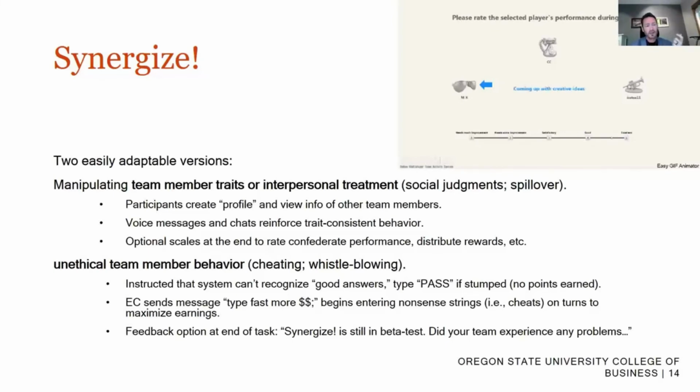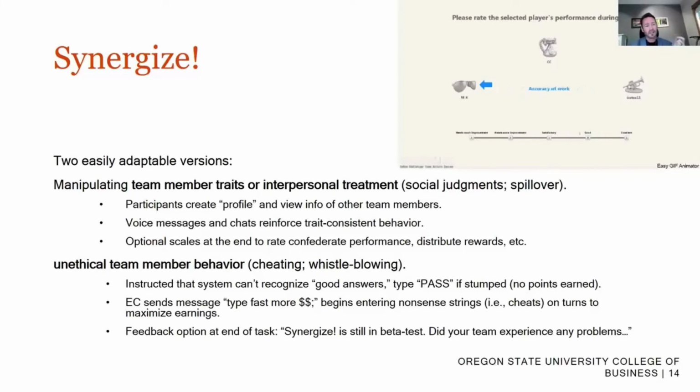The other version that we've made available is about unethical team member behavior, which is great for studying things like cheating, whistleblowing, or enabling cheating behavior. In this version of the task, people are told that this is really a beta version of Synergize. They're told that the system can't really recognize good answers from bad answers. So if you can't come up with an answer in your turn and you need to pass it, type the word pass, and you won't earn any points for that turn, but you can give a turn to another player. So the idea being they discover this exploitable loophole.